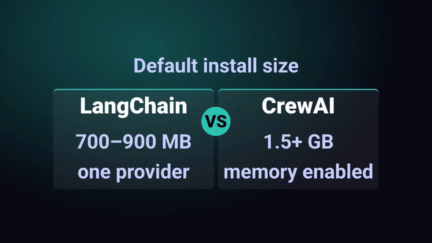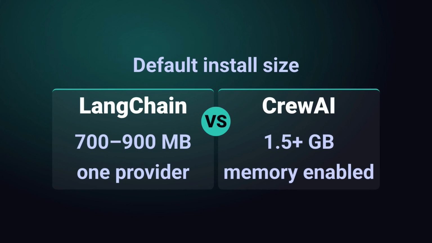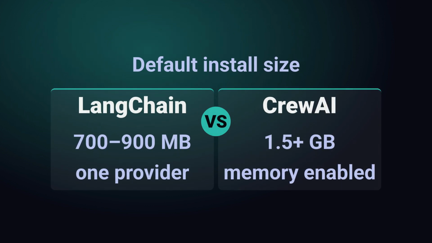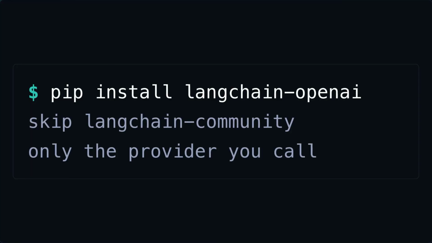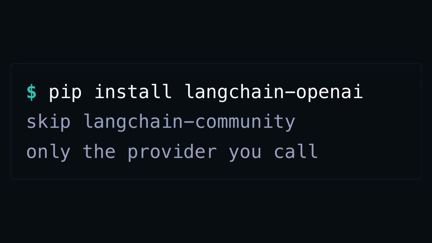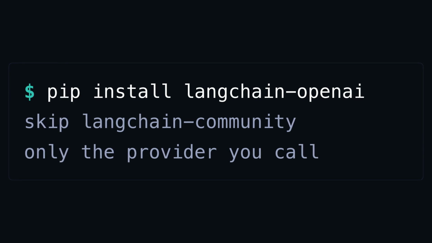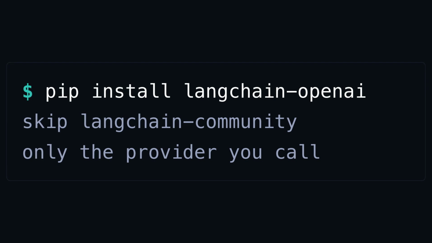The good news is that most of that weight is optional, and this is where your Dockerfile earns its keep. For LangChain, resist installing langchain-community unless you genuinely need those integrations, and pin only the specific provider packages you call. For CrewAI, the single biggest win is disabling the default memory backend or swapping chromadb for a lighter vector store, because onnxruntime is doing nothing for you if you're not running local embeddings.